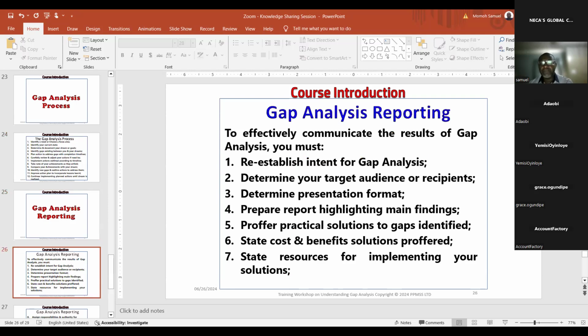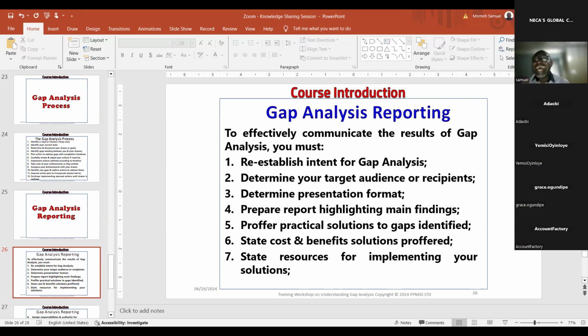Then let's look at gap reporting. Remember that we said the gap analysis is often necessitated by a need or a want or an objective, something you want to achieve, or a vision or a mission that you want to achieve. So having conducted the gap analysis, especially within the corporate setting, there is always need for accountability. That means you have to go back to the persons who assigned you.